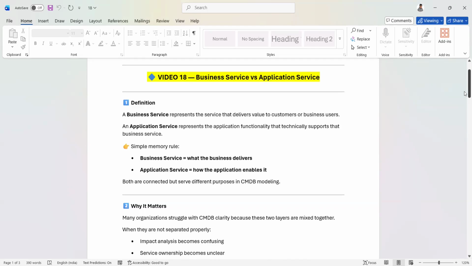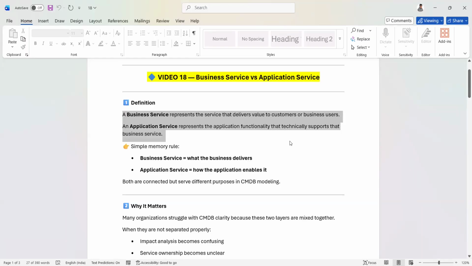In today's interview question, we are going to discuss the difference between business service and application service. In the last video in this series, we discussed what is service mapping. In that, we discussed a bit about business service. Like business service, there is also a term known as application service. So I thought let's discuss both because both are important.